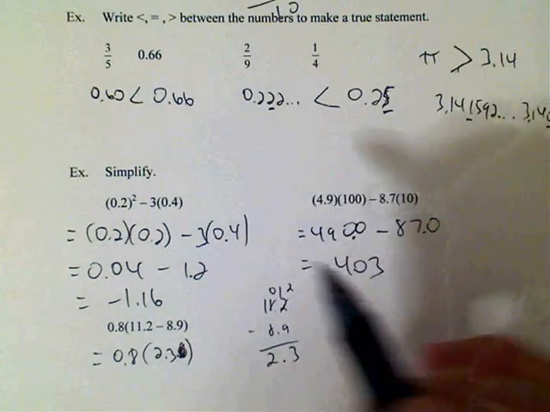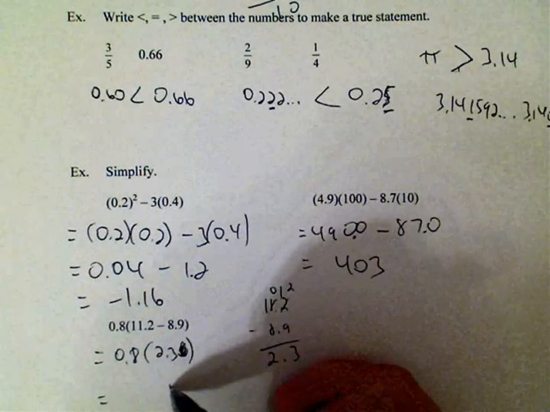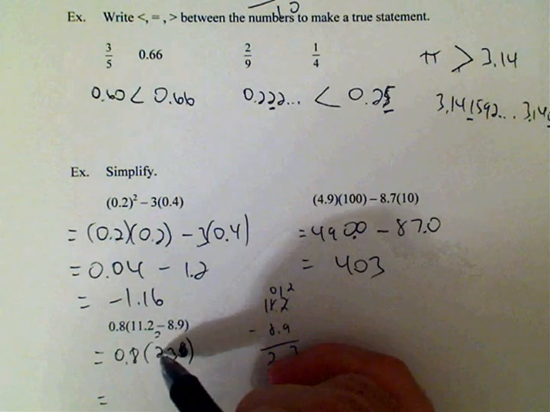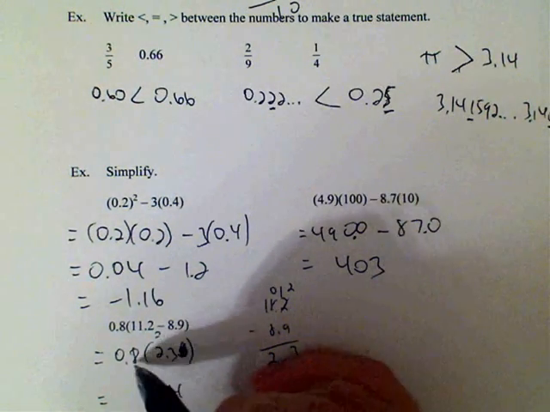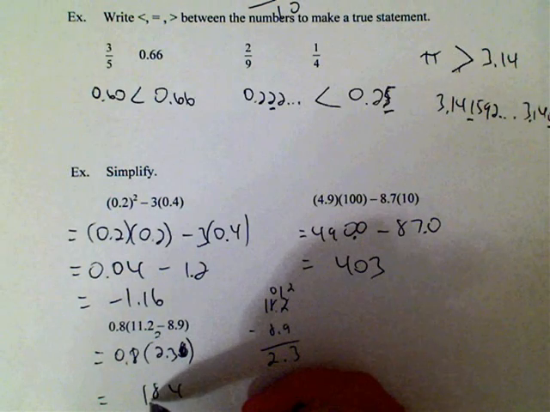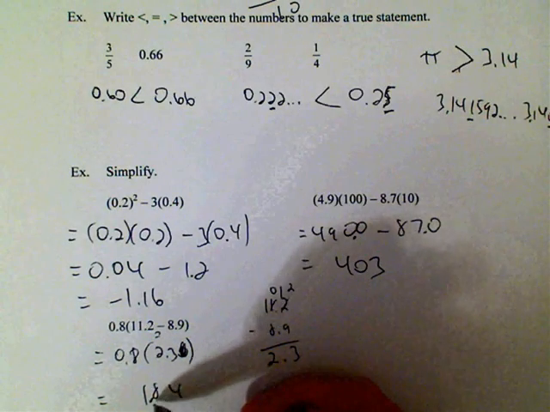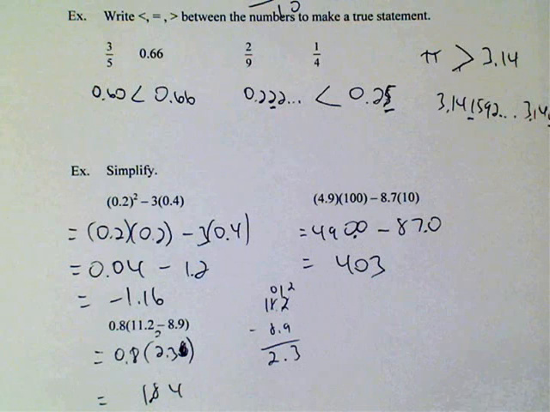Now we multiply. 8 times 3 is 24, carry the 2. 8 times 2 is 16, plus 2 more is 18. We have 2 numbers after the decimal, so we need 2. So there's where the decimal goes. And that's just a few questions about order of operations.